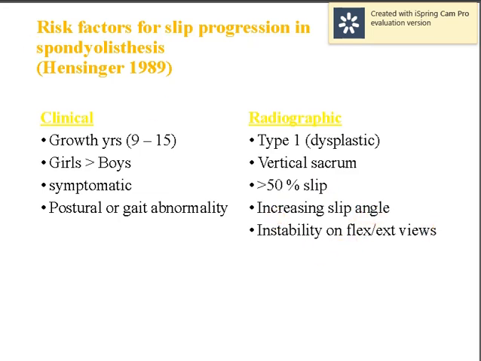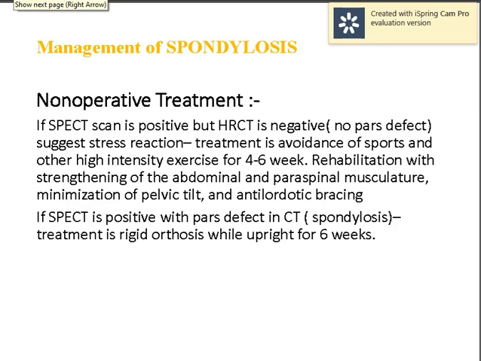Now, we have seen many things about the X-ray, the Scotty dog, what are the grades of the slippage, what happens in spondylolisthesis, and what are the radiological parameters of this, the sacral slope and the pelvic tilt. And when we take both these, we can come out with the pelvic incidence, and we can also calculate the Meyerding classification of the X-ray. So we have got some idea about spondylolisthesis.